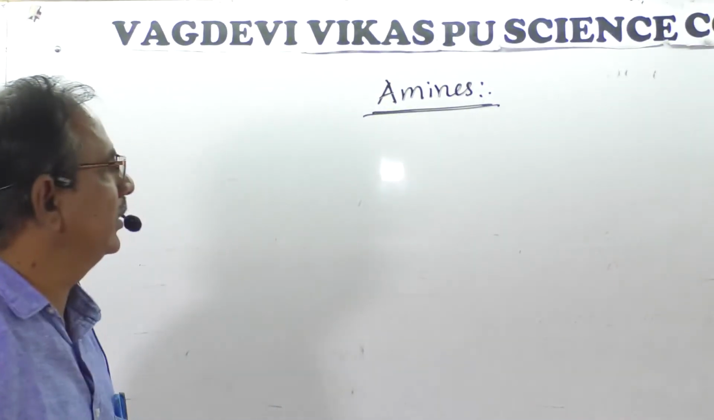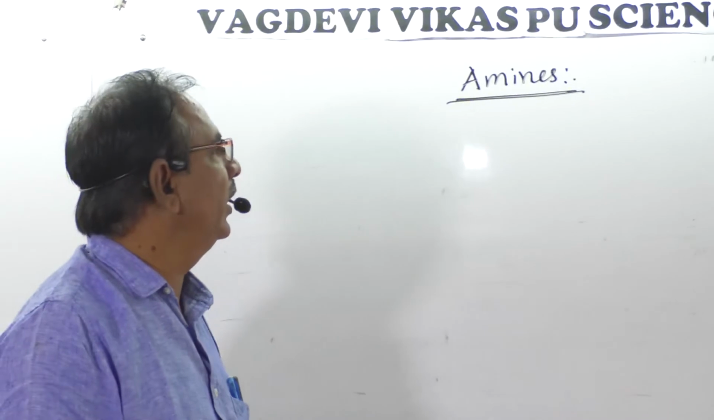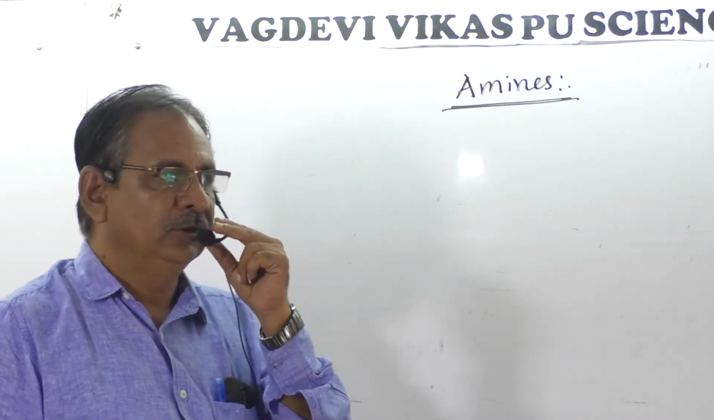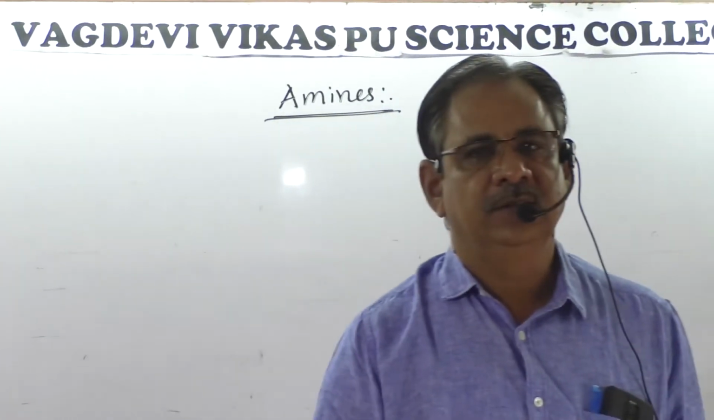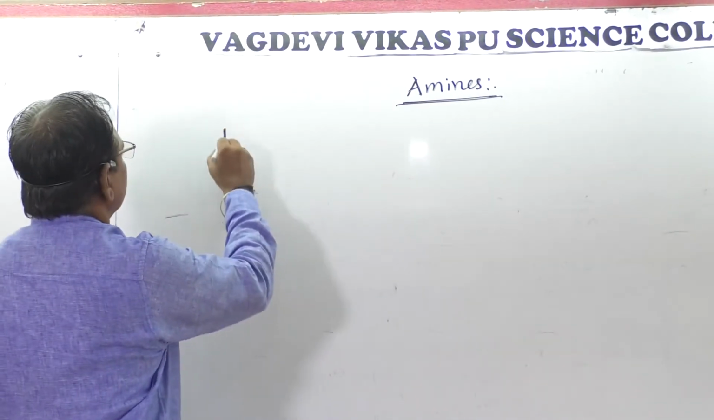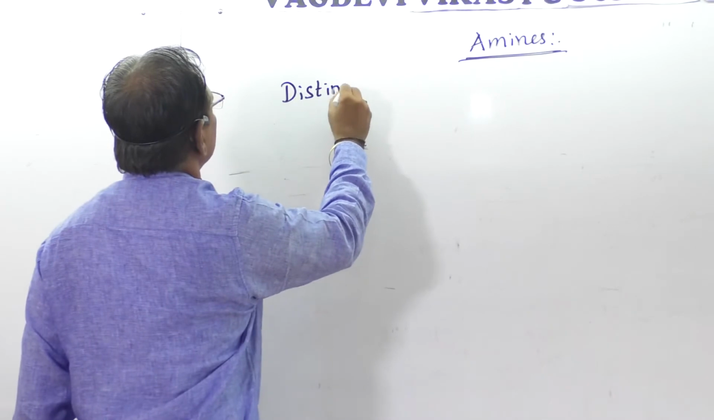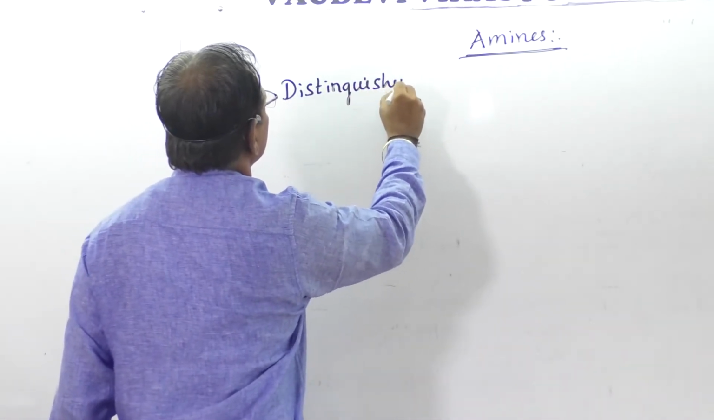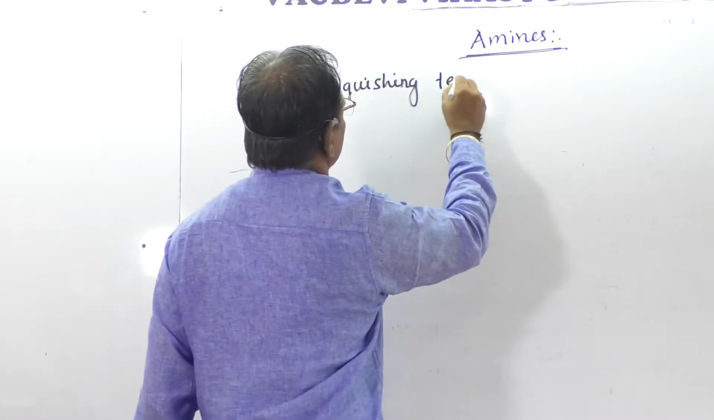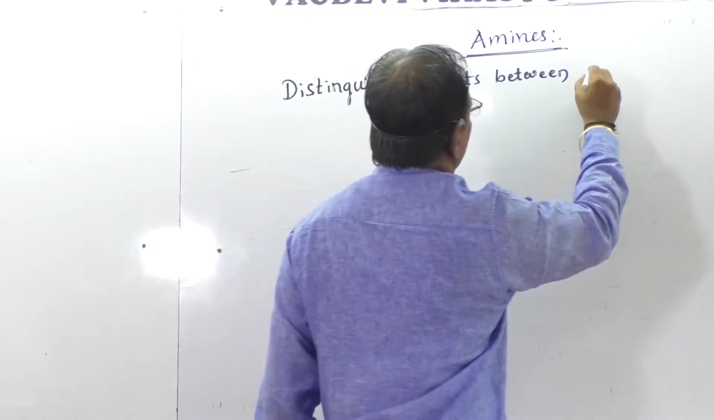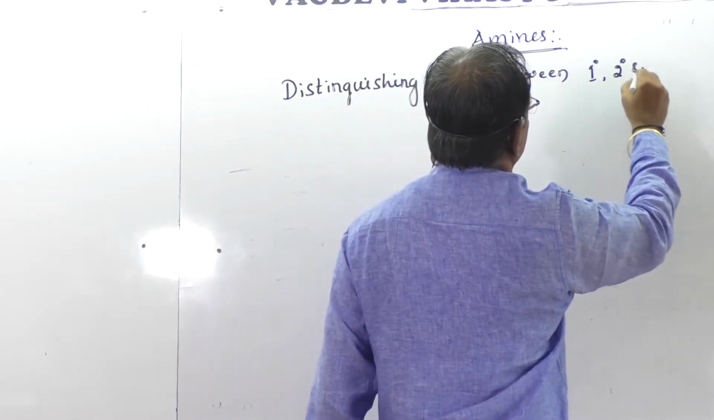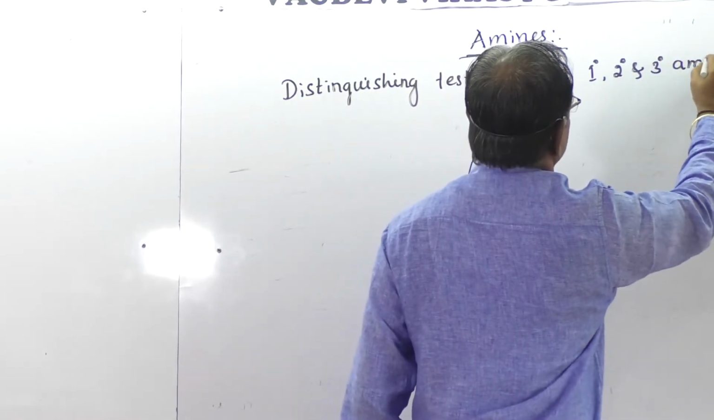In the previous class we discussed the carbylamine reaction. Carbylamine is one of those reactions which explains the characters. Now today we discuss the distinguishing tests between primary, secondary and tertiary amines.